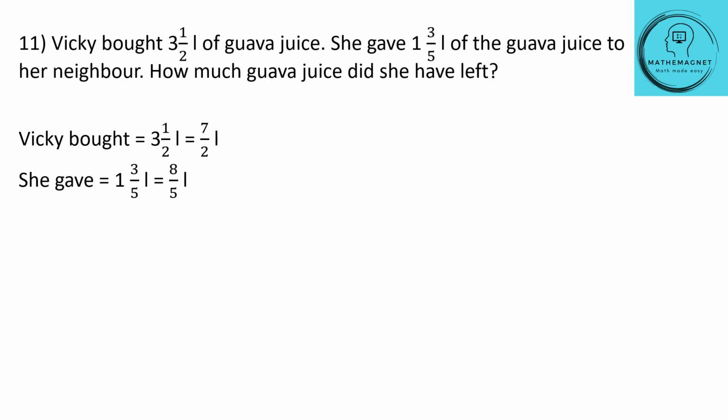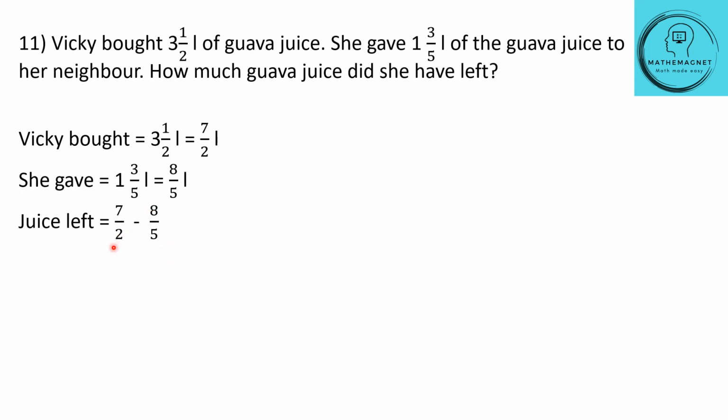Now we will simply subtract 7 by 2 minus 8 by 5 to find how much juice is left. To do that, we will have to convert this into like fractions. How will we do this? We will multiply 7 by 2 by the other fraction's denominator, which is 5.